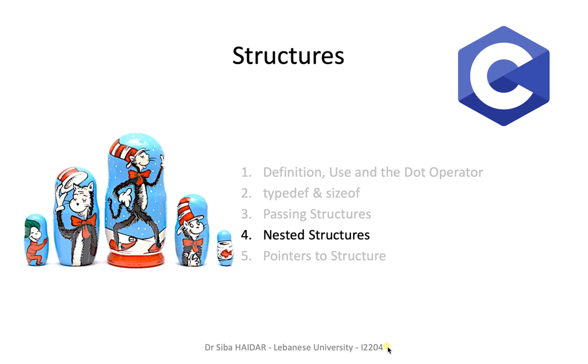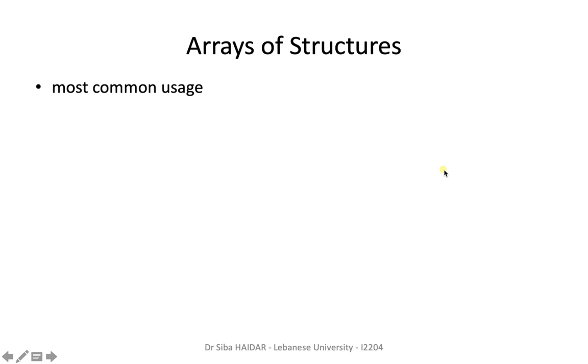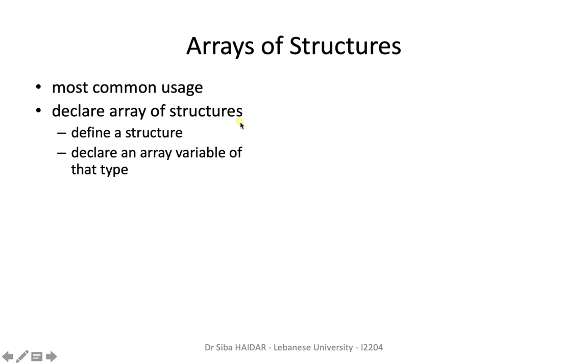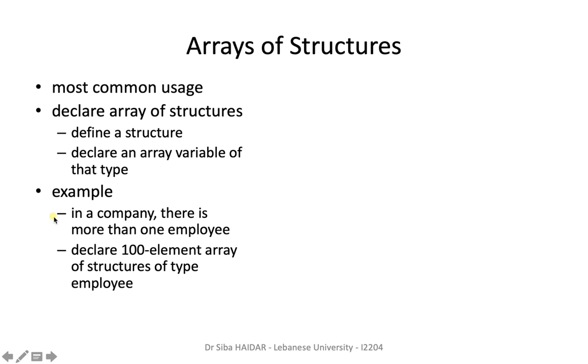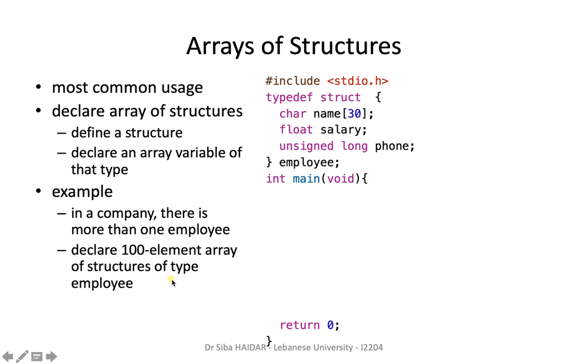Let's begin the new section now, which is nested structures. Nested structures, let's begin with arrays of structures, and this is a most common usage. You can declare an array of structures by defining the structure type, and then you declare an array variable of that type. How? Let's take an example. In a company, there is more than one employee normally. So we can, for example, declare a 100 element array of structures of type employee.